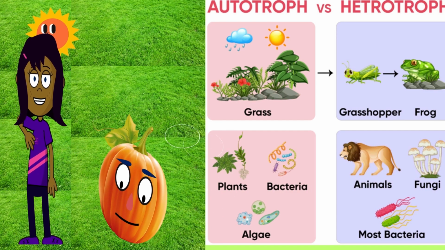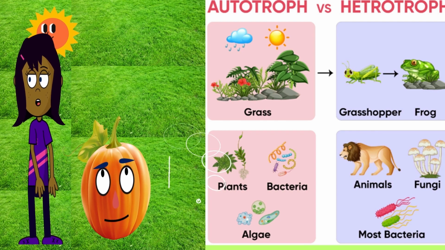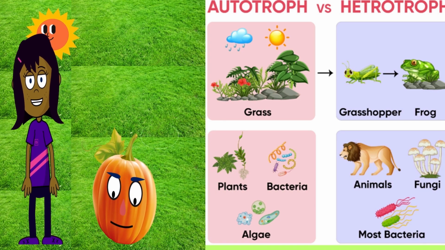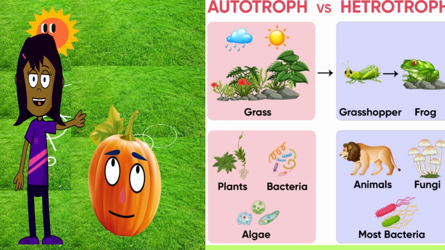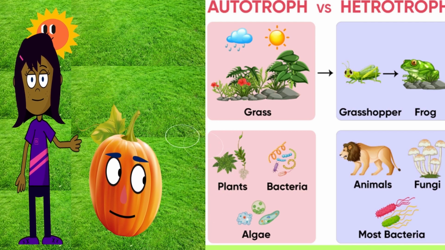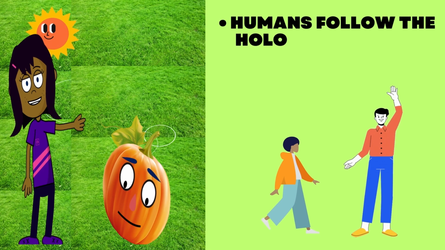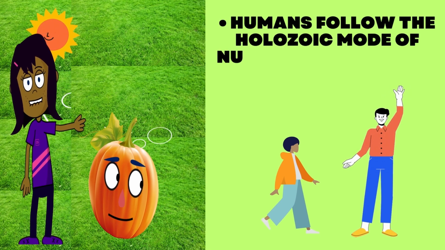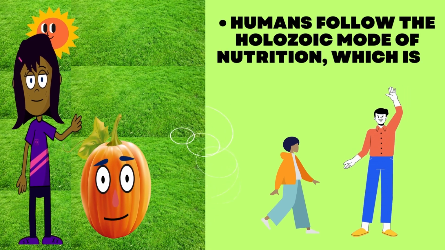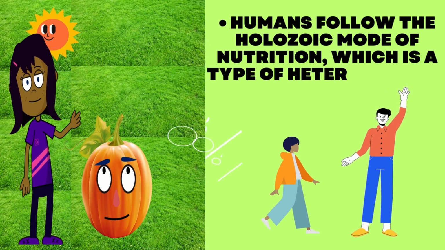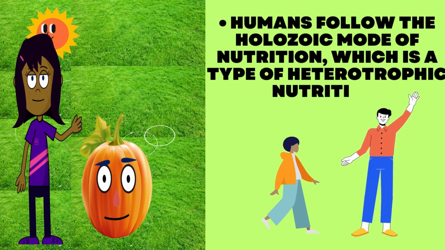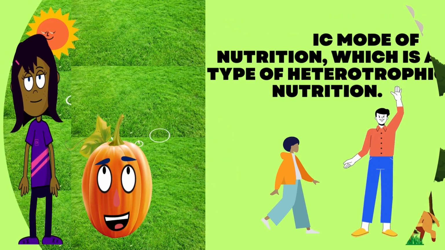Heterotrophs are organisms that cannot make their own food from inorganic substances, like carbon dioxide and water, and rely on other organisms for their food. Humans follow the holozoic mode of nutrition, which is a type of heterotrophic nutrition. Correct. And can you give me some more examples of organisms that use heterotrophic form of nutrition?